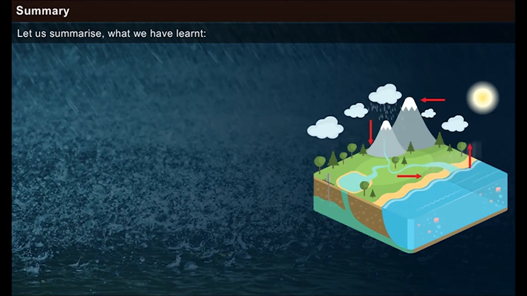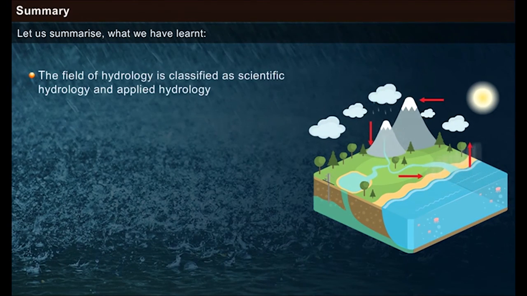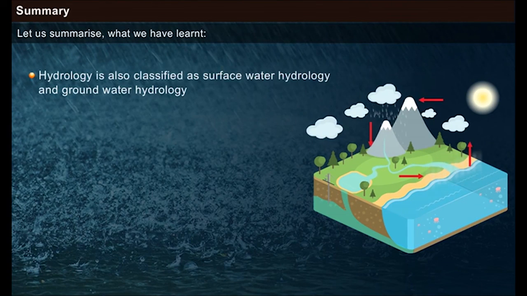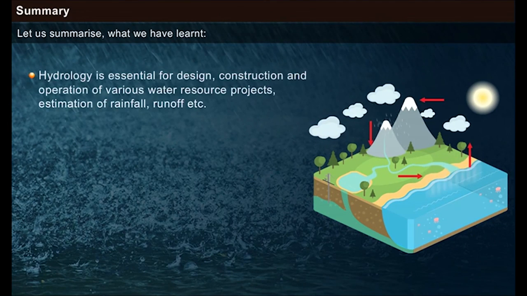The field of hydrology is classified as scientific hydrology and applied hydrology. Based on the distribution and circulation of water, hydrology is classified as surface water hydrology and groundwater hydrology. Hydrology is essential for design, construction, and operation of various water resource projects, estimation of rainfall, runoff, etc.